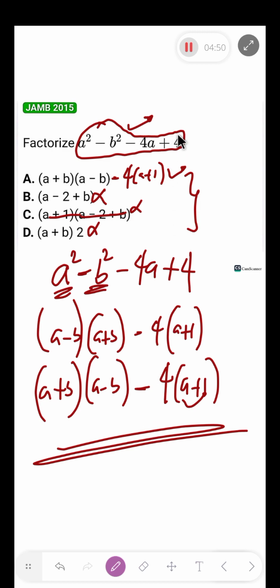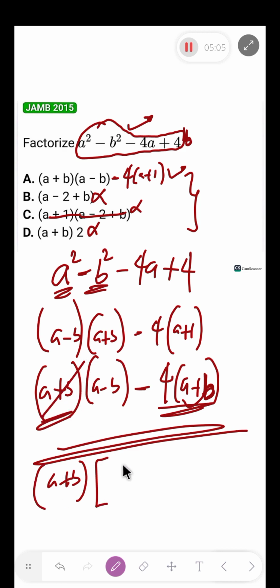Except if there's a b here. What if there's a b in this case? If this was 4b, that means I have b left here. So looking at it, I can only have this and this common, which is a plus b is common, and I'll be left with just a minus b, then minus 4. So this is what I'll have left. So I'll be left with something like a plus b outside, and now a minus b minus 4. So there's something wrong with the question. So you can verify that yourself. That's JAMB 2015. So let's pick another question.